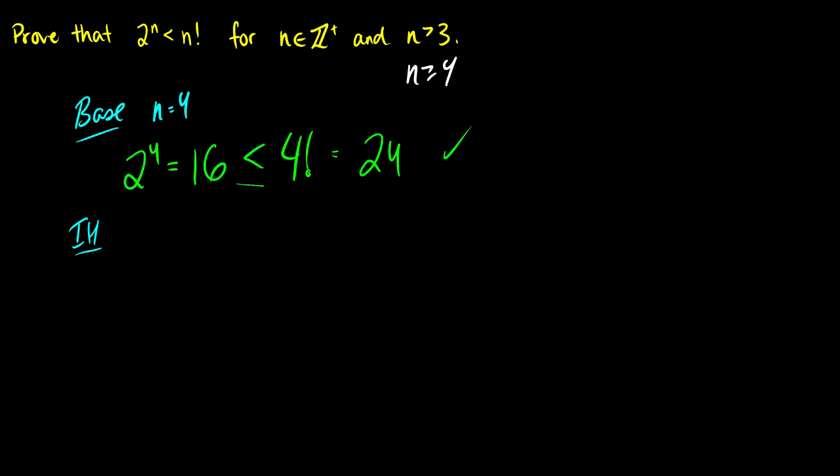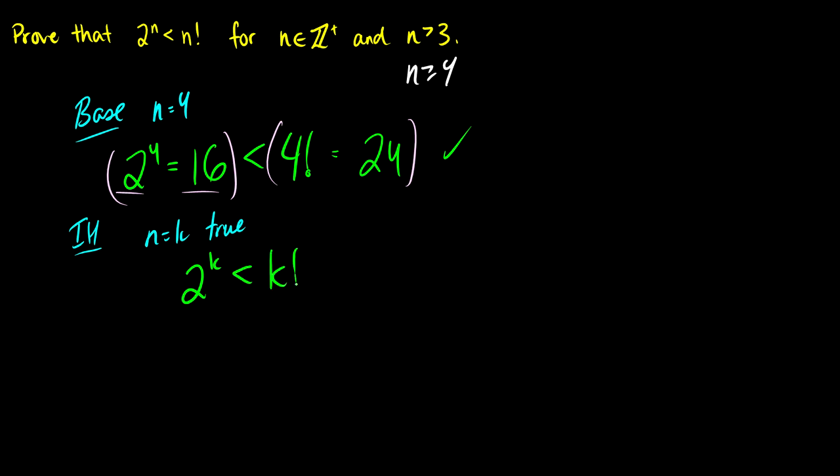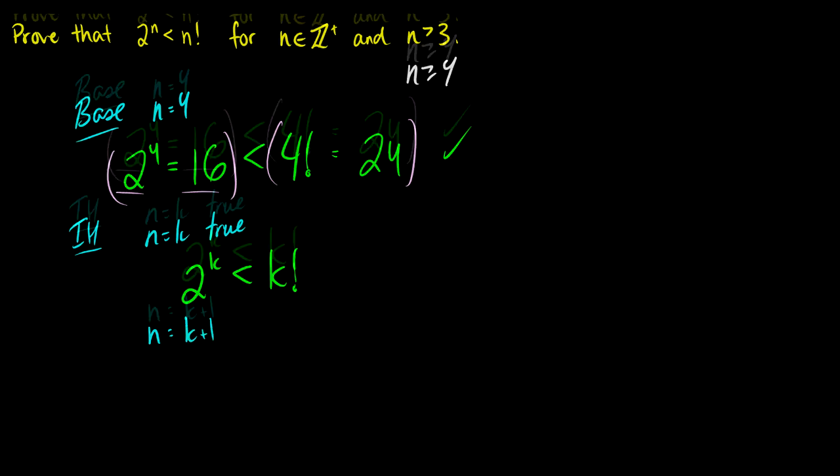This may be a little bit confusing because I'm writing equals and less than. So I'm saying 2 to the 4 is equal to 16, and that's going to be less than 4 factorial, which is equal to 24. It's going to get confusing for the next part. So now, for the inductive hypothesis, we say that n equals k is true. So what this means is that 2 to the k is less than k factorial. We're establishing that. And now we're going to show that n equals k plus 1 is true.